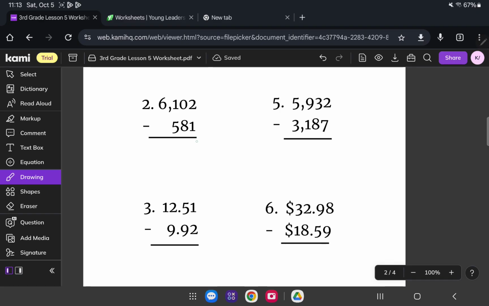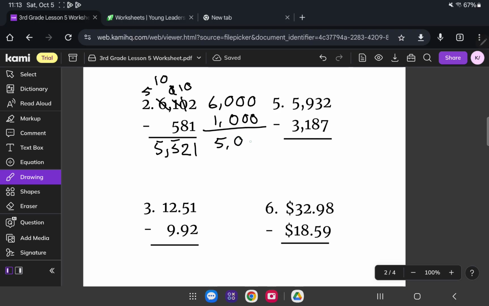2 minus 1 is 1. 10. So 10 minus 8 is 2. We borrow a 10. So 6, 5. So 10 minus 5 is 5. And 5 is brought down. This one rounds down. And this one rounds up. And we get 5,000.